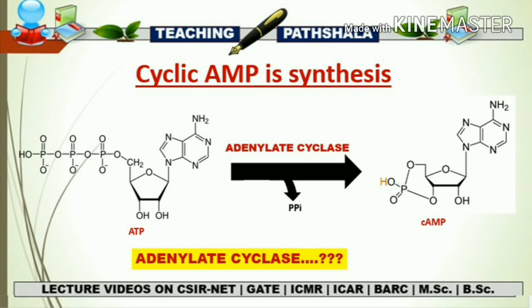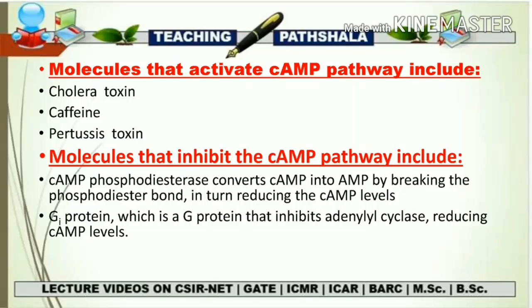Before moving to the main pathway, let's see what the different molecules are which enhance and inhibit the cAMP pathway. Molecules like cholera toxin, caffeine and pertussis toxin will enhance or activate the cAMP pathway. But if you talk about the inhibition of the cAMP pathway, this includes the cAMP phosphodiesterase enzyme, which will lead to the inhibition of the cAMP pathway.